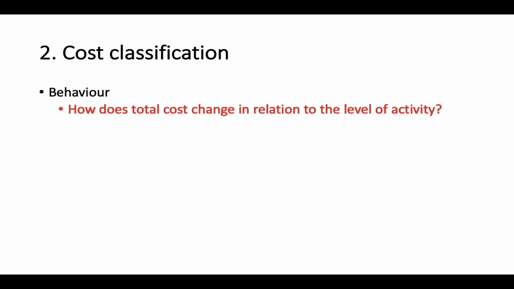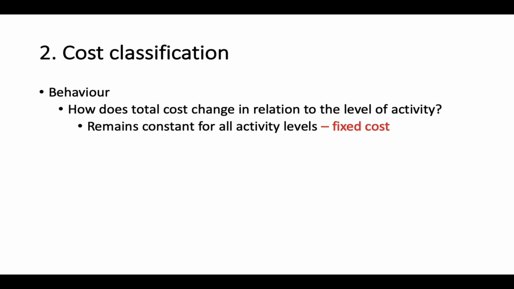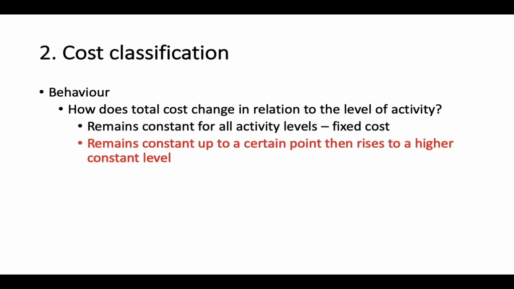Classification of costs by behavior. Our concern here is how does total cost change in relation to the level of activity. The cost could remain constant for all activity levels. This will be classified as a fixed cost. Alternatively, a cost could remain constant up to a certain point, then rise to a higher constant level. This is classified as a step fixed cost.